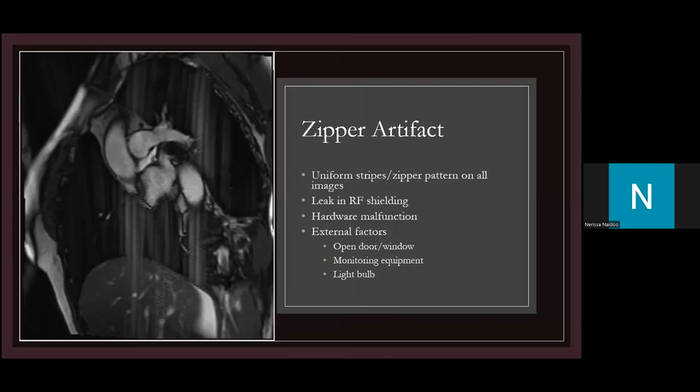So the zipper artifact. This one, as an MR radiographer or MR tech, you would have come across at some point, hopefully not in your department, but generally during a course or in your textbooks or online education materials. Basically, you find uniform stripes throughout all your images. You won't find it on just one image; it will be on all images in all sequences. This usually happens when there is a leak in your RF shielding, or a malfunction of the hardware, or external factors such as an open door or an open window. Generally there isn't a window in your MR room, but the cabin door may not have been shut properly. You could have monitoring equipment in the room that is not MR compatible, and that could cause this RF interference, or it could be a faulty light bulb.